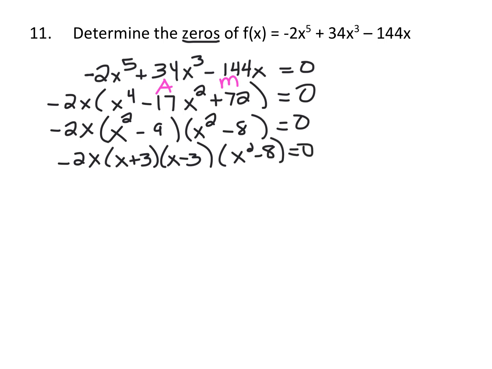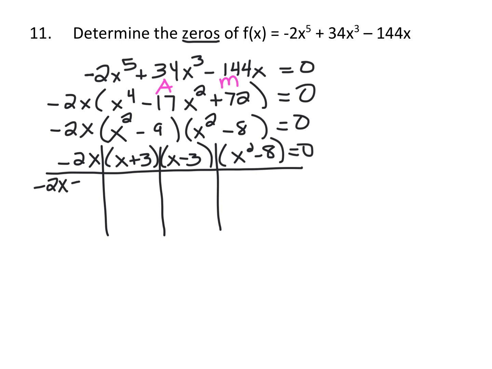Okay, so we can make our t-chart. All right, now, what we'd like to do is set each factor equal to 0 and solve. So I'm going to take negative 2x and set it equal to 0. I'm going to actually do these the long way, just so you can see how we're getting our answers. All right, so we're going to take the x plus 3 and set that equal to 0. The x minus 3 and set that equal to 0. So I'm going through this a little slow. And we're going to take the x squared minus 8 and set that equal to 0. And what we have to do is just solve these 4 equations.